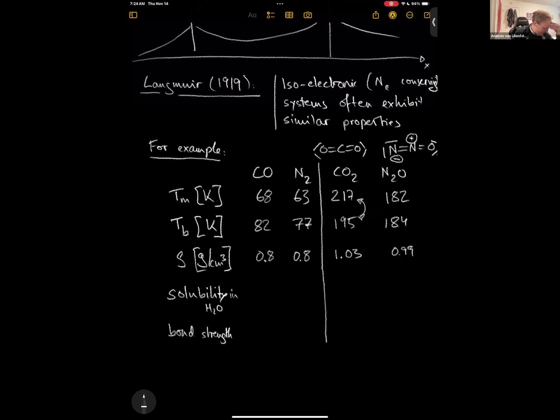On the solubility in H2O, we have 0.03 for CO and 0.02 for N2. And for CO2, we have 1.7 and 1.3.